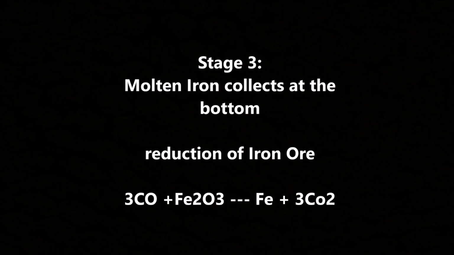Stage 3, the molten iron will then collect at the bottom of the blast furnace and the reduction of iron ore. So 3CO plus Fe2O3 will give you iron plus carbon dioxide.